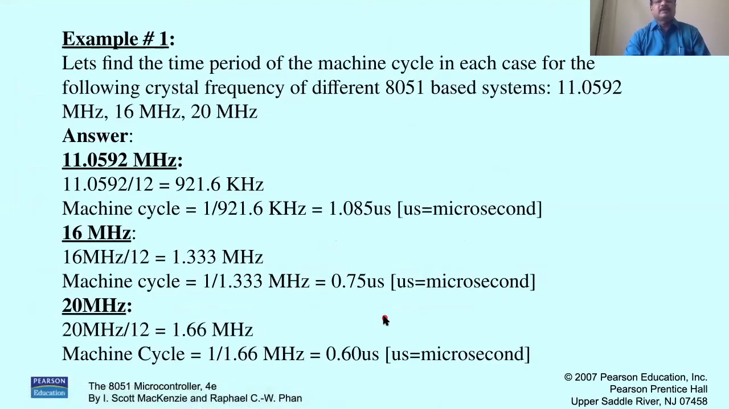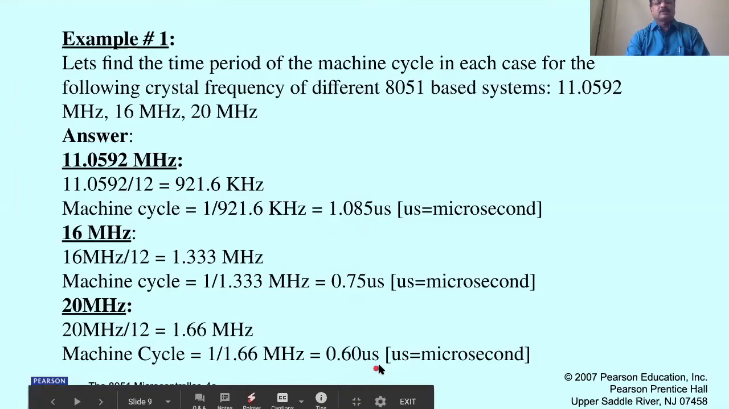There are different microcontrollers having different crystals used. Here you can see three examples in which an 11.0592 megahertz crystal is used, then 16 megahertz, and then a 20 megahertz crystal. So you will get different time periods for one machine cycle: 1.085 microsecond for, let us say, a 12 megahertz crystal, 0.75 microsecond for a 16 megahertz crystal, and 0.60 microsecond for a 20 megahertz crystal. Okay. So that is the time required for one machine cycle.